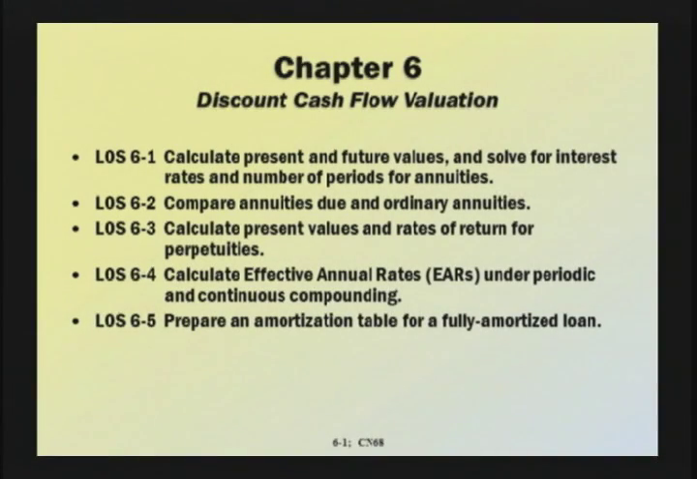In Chapter 6, we're going to extend what we learned in Chapter 5 by looking at some irregular cash flow patterns and annuities, which are those repeated payments such as a house payment or car payment. Then we'll look at effective annual rates to see how compounding within the year really affects the rate that a borrower is paying or that an investor is earning. And finally, we'll look at an amortization table and see how a loan gets paid down to zero over time.